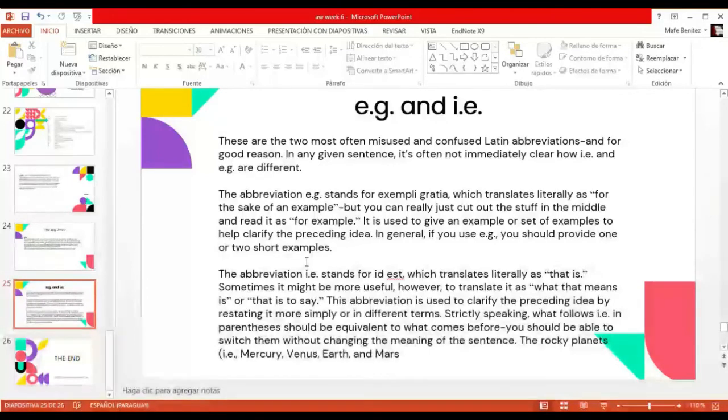The abbreviation i.e. stands for id est, which literally translates as that is. Sometimes it might be more useful, however, to translate it as what that means is, or that is to say. This abbreviation is used to clarify the preceding idea by restating it more simply or in different terms. Strictly speaking, what follows i.e. should be equivalent to what comes before. You should be able to switch them without changing the meaning of the sentence. The rocky planets, i.e. Mercury, Venus, Earth, and Mars.